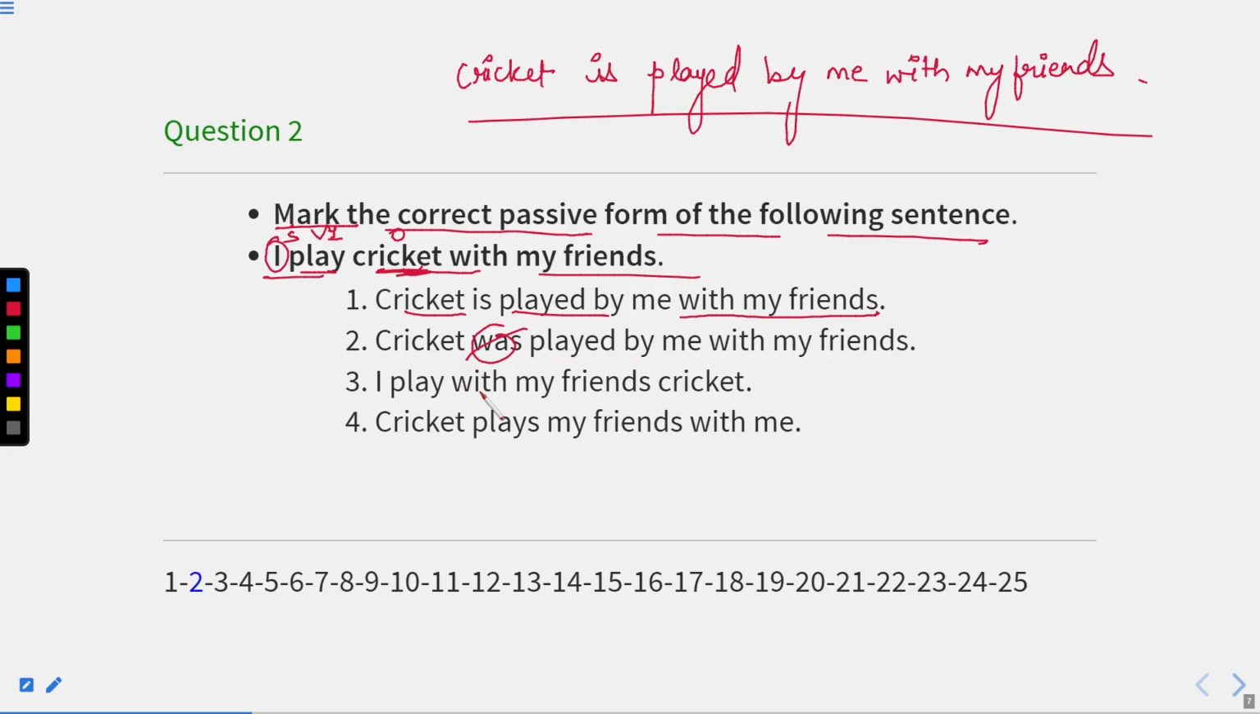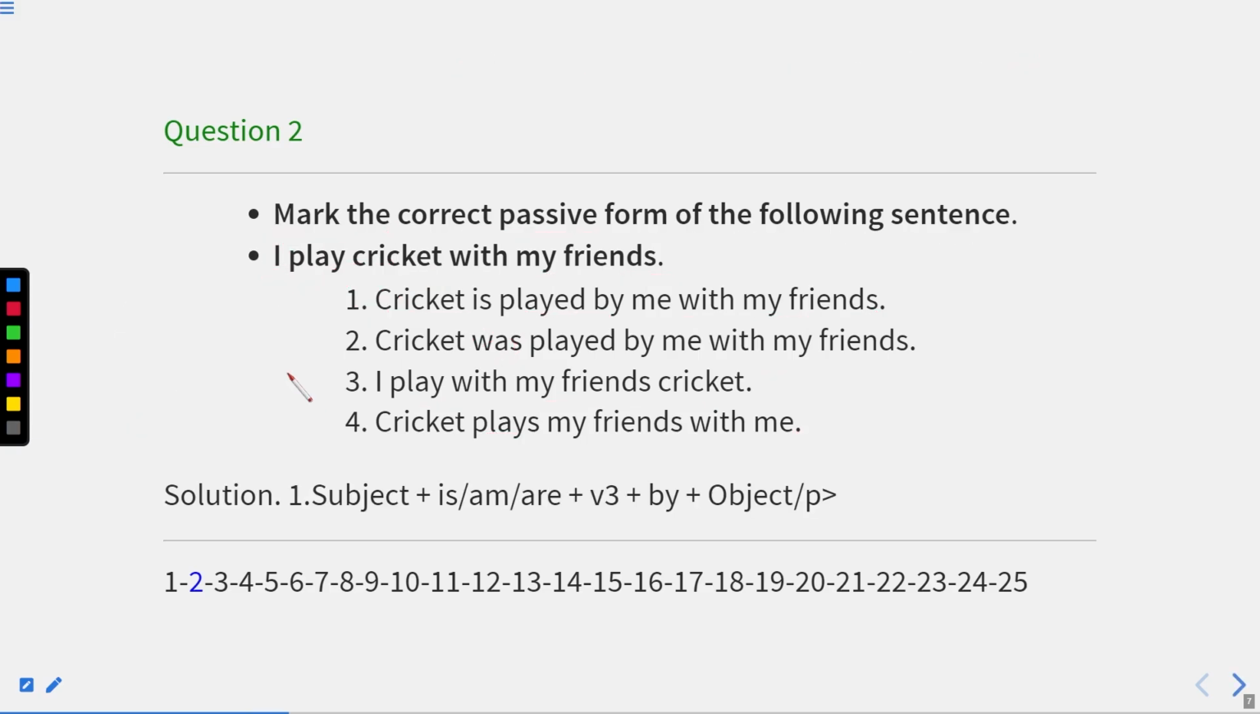Cricket is played by me with my friends. Okay, I play with my friends cricket. No, this is actually the active structure. Cricket plays. No, cricket does not play anything, obviously. So here the first one is the correct answer. So the answer will be first, that is subject plus is/am/are plus verb third form plus by plus object. Okay, so first one will be the correct answer, where we have object on the subject place, then is, that is the form of be, and then the verb third form. So this should be the structure.